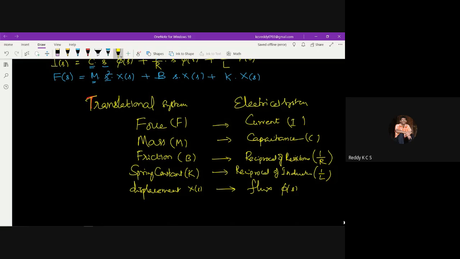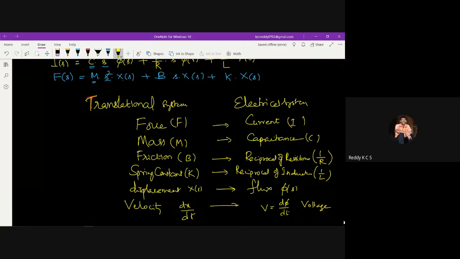Then we know that the analogous of velocity is voltage. In this case, velocity is nothing but dx by dt. Similarly, d phi by dt is nothing but voltage, which we have written in the equation. So it will become voltage in the case of velocity. That is how we can write the translation system with the equivalent of the mechanical system.